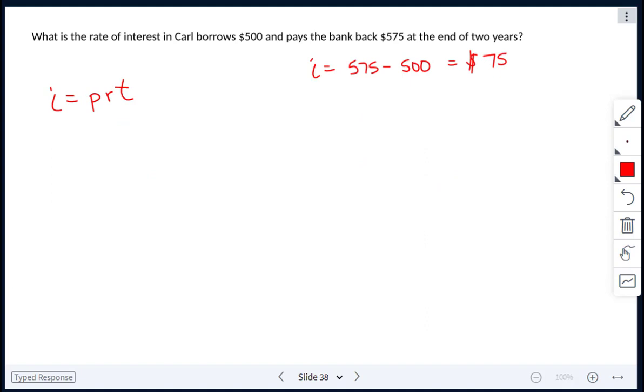Next example. What is the rate of interest if Carl borrows $500 and pays the bank back $575 at the end of 2 years? So his interest is $75. We take the 575, subtract 500. That's the interest. The principal amount would be 500. The rate of interest is what we are trying to find, right? And then T is time in years, which we are told is 2 years.